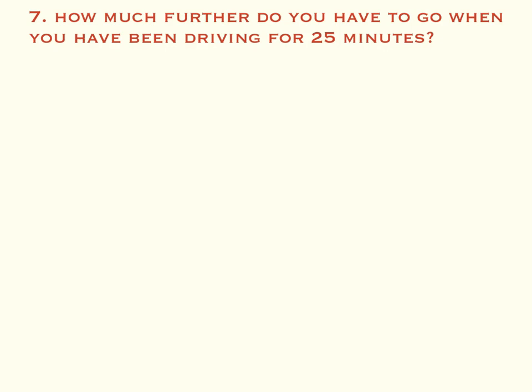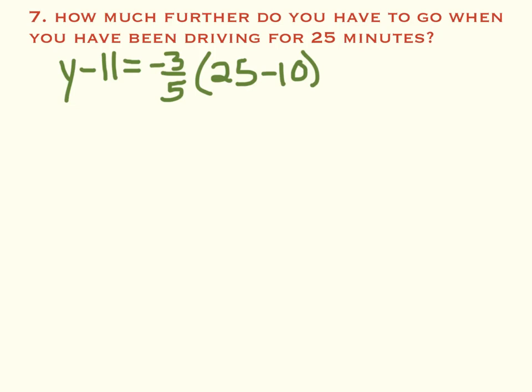Alright, and then they might ask you some questions about it, like how much further do you have to go when you've been driving for 25 minutes? Well, now that you have your equation, you can just plug numbers in. We've got y minus 11 equals negative 3/5 times x, where x is our time, so now we're going to plug in a 25, and then minus 10. So you just plug that in. You'll have to add 11 to the other side, but we're going to end up getting 2. And since our units are kilometers, 2 kilometers is the answer.